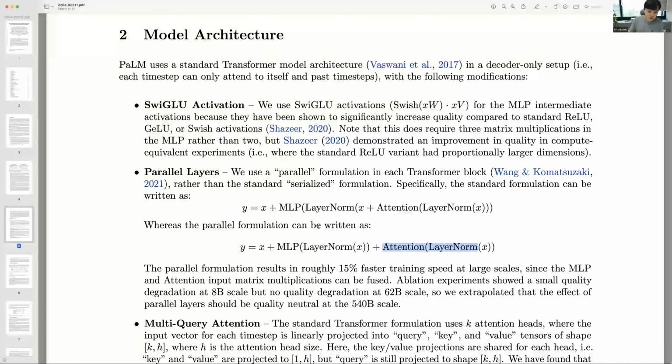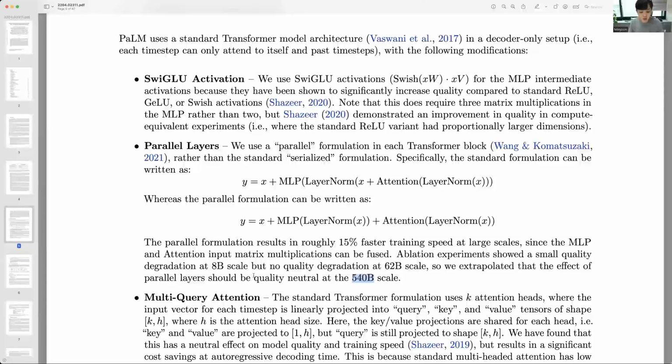The reason they did this is that it improves the training efficiency. Of course, they were expecting a bit of performance degradation, but they say the degradation was not noticeable at the 62 billion scale, and they didn't run the experiment at the largest scale because it's too expensive to do with two configurations. But they expect that quality is probably quite the same even at the 540 billion scale. And they do a lot of other optimization things too.